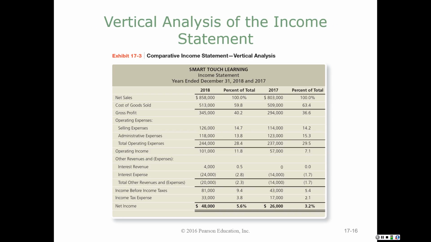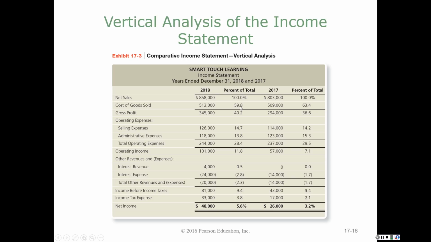So for example, we can see that cost of goods sold, $513,000 divided by $858,000 is 59.8%. Well, how do I know if that's good or bad? Well, how does it compare to prior years? In 2017, the same percentage, cost of goods sold divided by sales, was 63.4%. So cost of goods sold as a percentage of sales is decreasing from 63% to 60%.